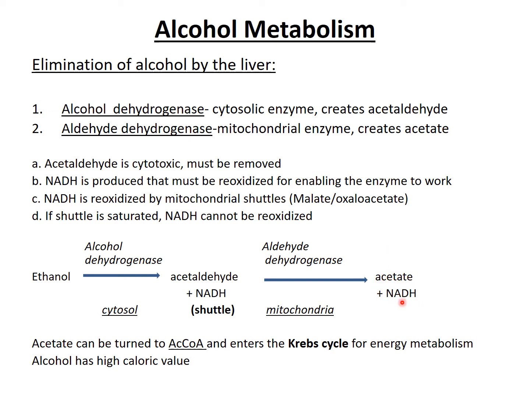Now, what is happening in the mitochondria? That NADH can join the terminal oxidation system and can produce energy for the cell. Acetate also can turn into acetyl coenzyme A within the mitochondria, can enter the Krebs cycle, and then a lot of ATP is produced. This is the explanation: the NADH energy, and the acetyl coenzyme A energy through the Krebs cycle and terminal oxidation, is why alcohol has a high caloric value.